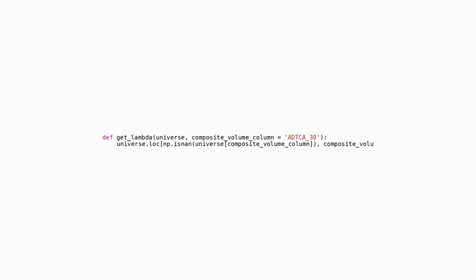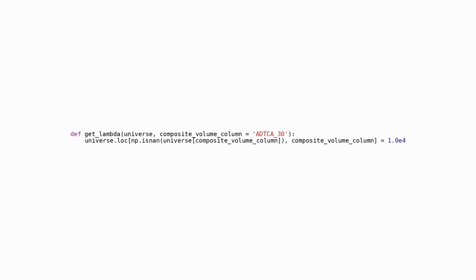The purpose of this code is to define and use a function named get_lambda which operates on a data frame named universe. The function takes an optional argument composite_volume_column which has a default value of ADECA_30. Inside the function get_lambda, first, it addresses missing or NaN values in the specified column of the data frame by assigning a default value of 1.0 times 10 to the power of 4, 10,000, to them. Next, it replaces any zeros in the same column with this same default value of 10,000. This could be to avoid division by zero or to standardize the minimal volume level across the dataset.